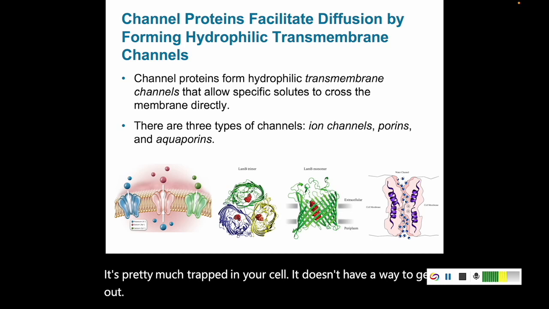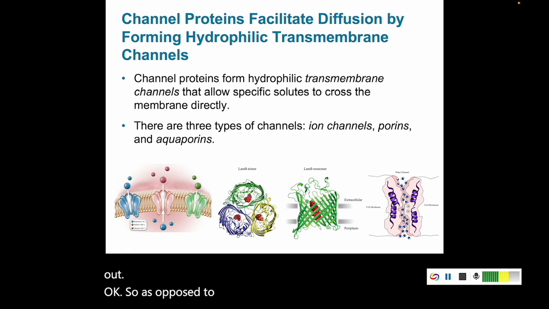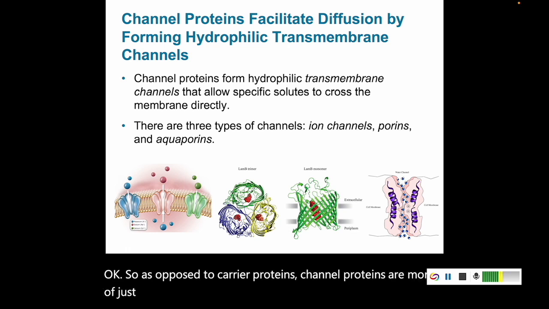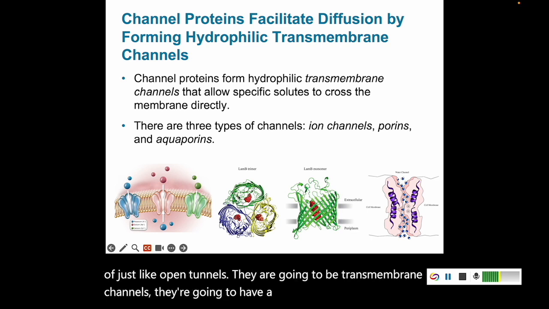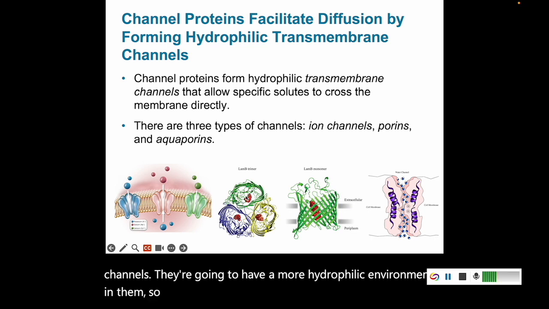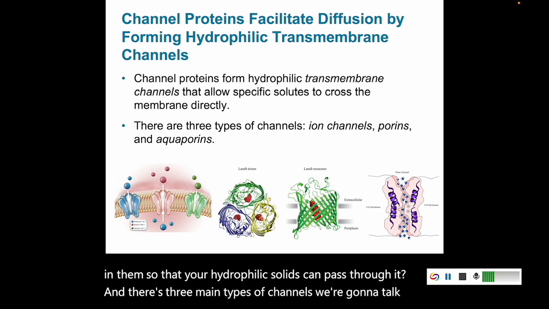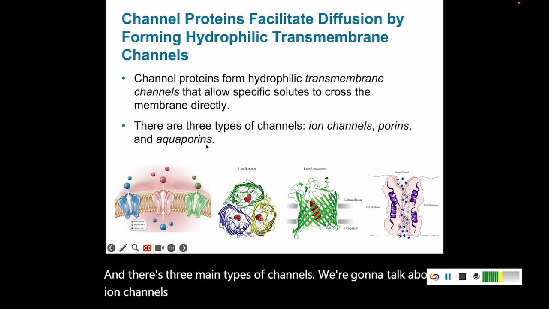Okay, so as opposed to carrier proteins, channel proteins are more like open tunnels. They are going to be transmembrane channels. They're going to have a more hydrophilic environment in them so that your hydrophilic solutes can pass through. And there are three main types of channels we're going to talk about: ion channels, porins, and aquaporins, which are kind of a subset of the porins.